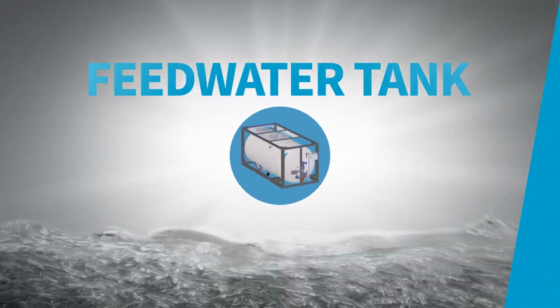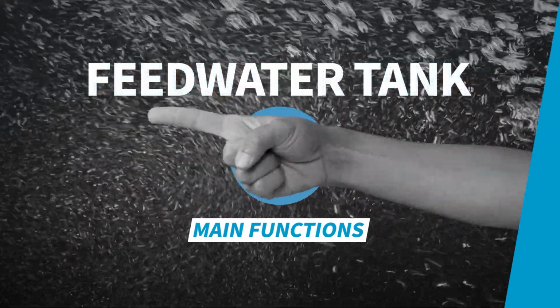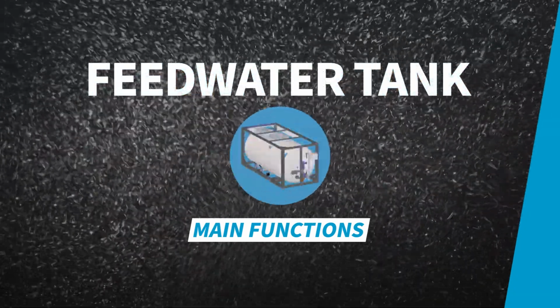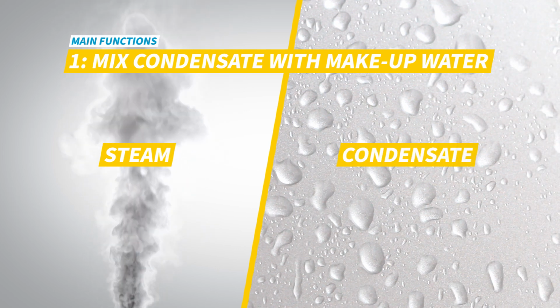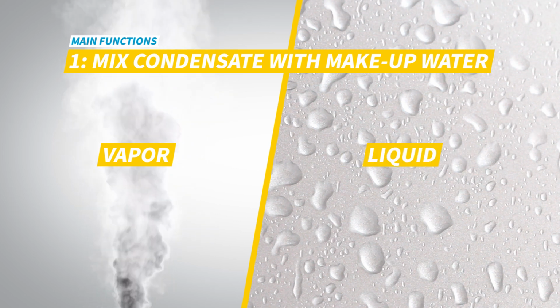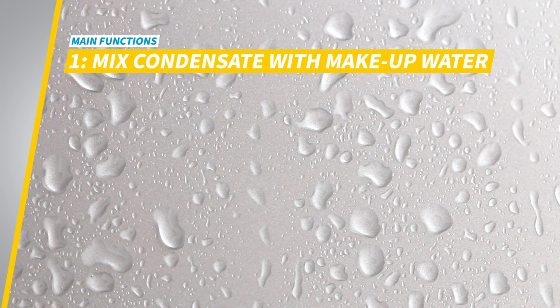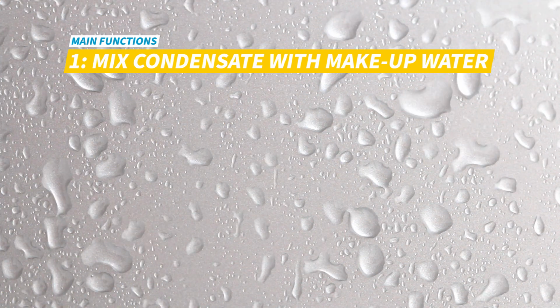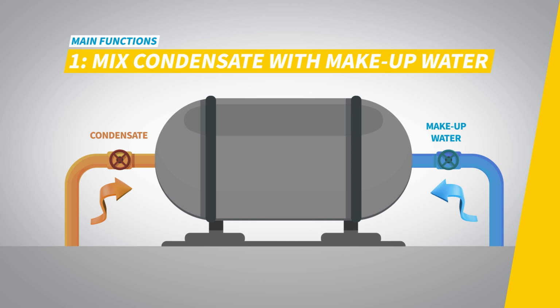A feedwater tank is also known as a deaerator. It has three main functions. The first is to mix condensate with makeup water. When steam releases its latent energy, it turns into condensate. In other words, it goes from a vapor state into a liquid state. That condensate is full of sensible energy. To save energy and water, it is important to collect the condensate and return it to the feed tank. But because the condensate can almost never be fully recouped, it has to be complemented with makeup water that comes directly from the treatment plant.